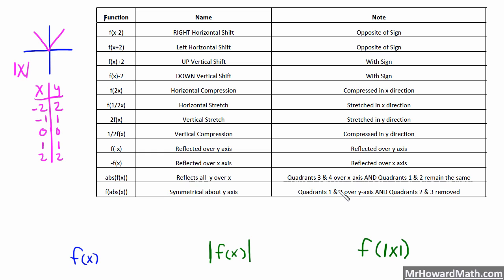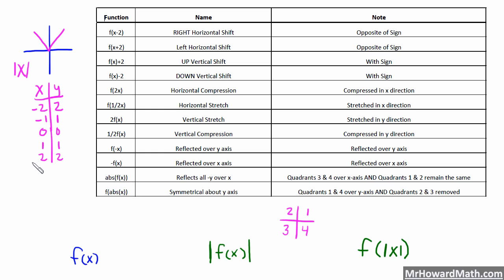This is talking about quadrants, so quadrants 1 and 4. Remember, if we have our quadrants, this is quadrant 1, this is quadrant 2, this is quadrant 3, this is quadrant 4. So these two, 1 and 4, stay and are actually reflected, and these two, 2 and 3, are removed. That's what this is talking about on your shift chart. But again, I think it'll make more sense here in a minute when we actually look at some examples.